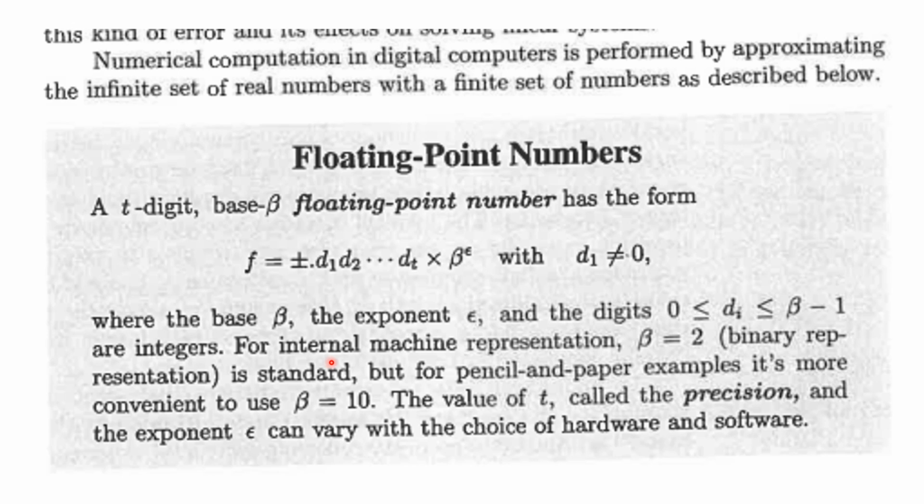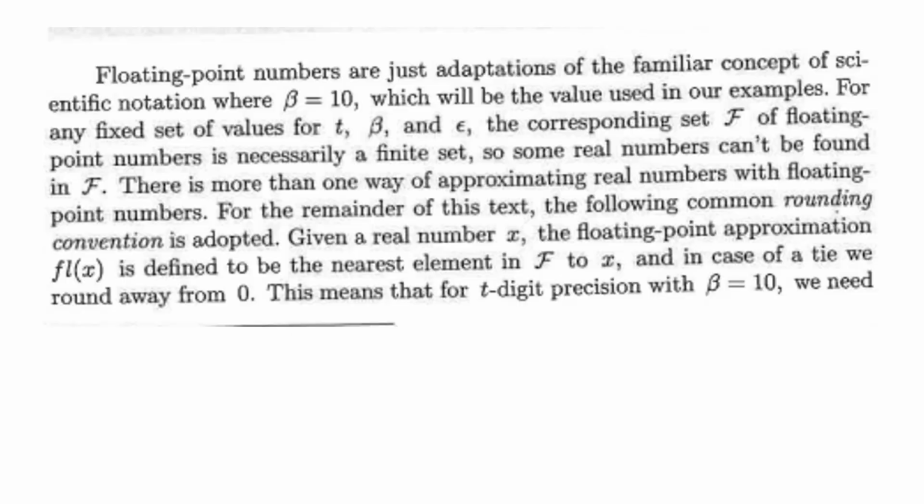So for internal machine representation, beta is 2. Its binary representation is standard. But for pencil and paper examples, it's more convenient to use beta equal to 10, base 10. And the value of t is called the precision. And the exponent epsilon can vary with the choice of hardware and software. Now, floating point numbers are just adaptations of the familiar concept of scientific notation with beta equal to 10. And those will be the values that we use in our examples.